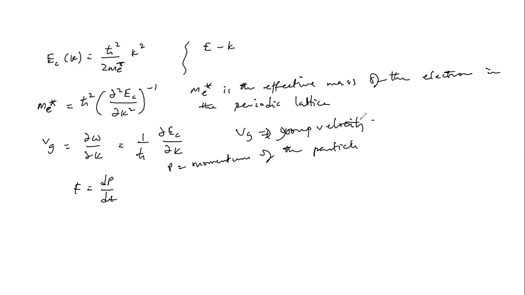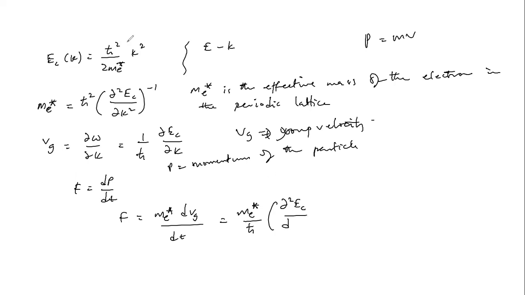So, for a wave packet to be seen as a particle, the momentum P may be described as a product of an effective mass and the group velocity, such that F is equal to d of m star u divided by dt. Recall that momentum is mass times velocity. So, since we have the velocity and we have the effective mass, this gives us the momentum of the wave packet, where the effective mass is a constant. Then we have h cross squared over d squared E_C by dk squared times dk/dt.